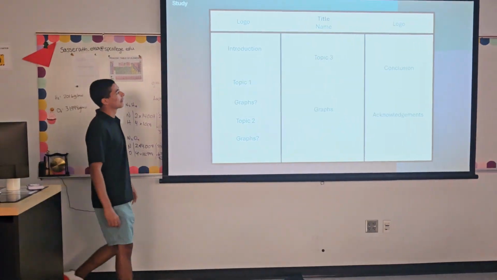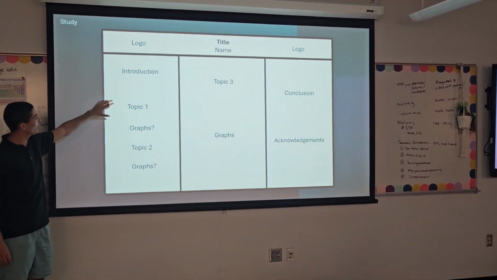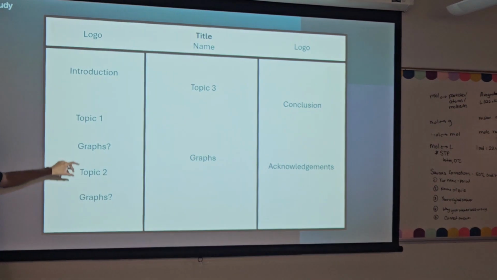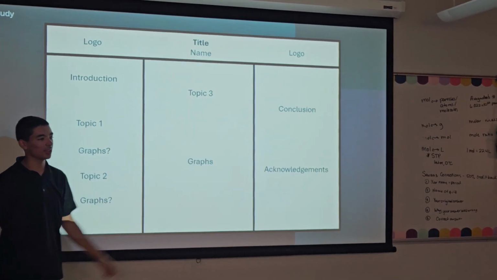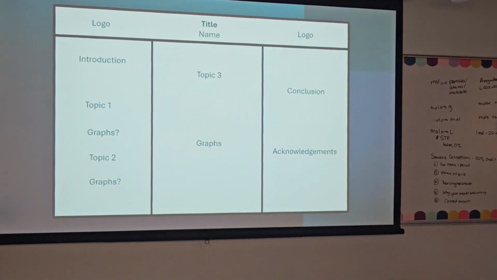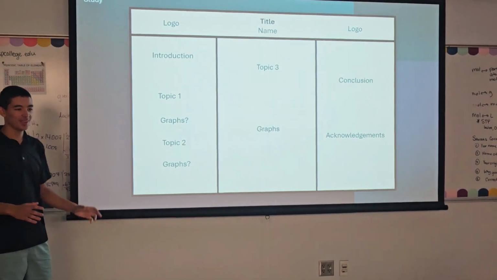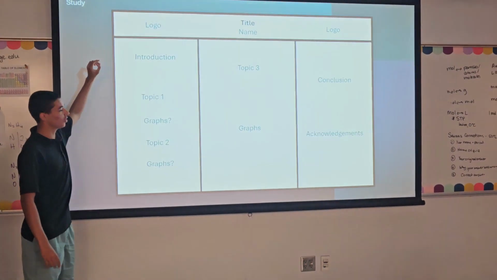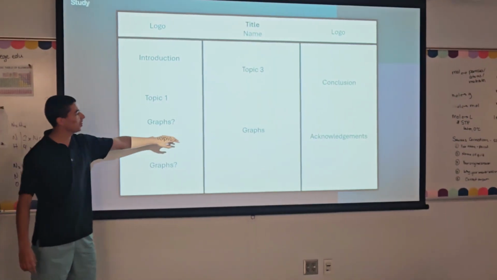If you're studying something, I would say you want to break it down like this. You want to have your introduction, some topics, maybe incorporate graphs, and then you're going to have your conclusion. Think of it like an English paper almost, but you're going to add lots of fun pictures, and it's a lot more brief. On an English paper, you would have your introduction paragraph, then your body paragraphs, and then your conclusion.